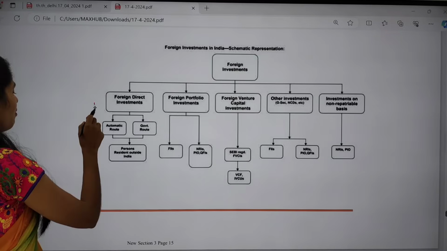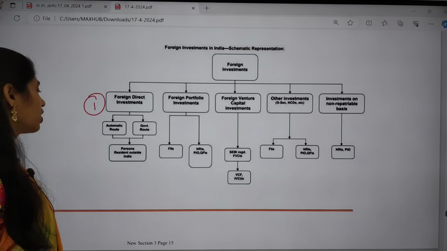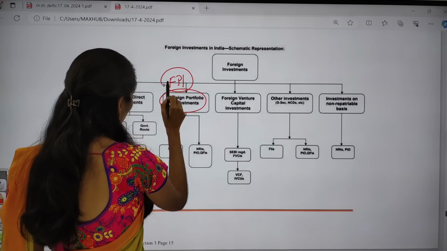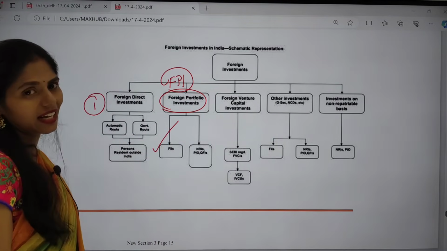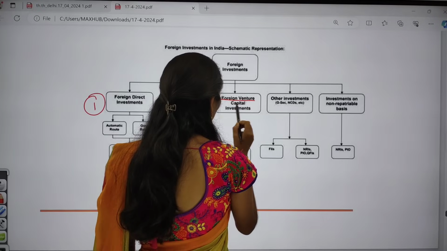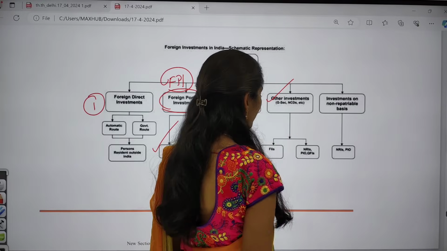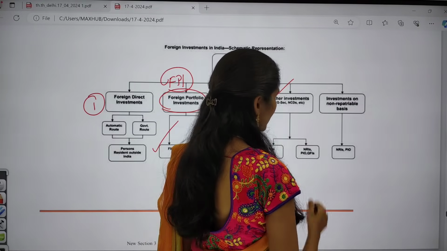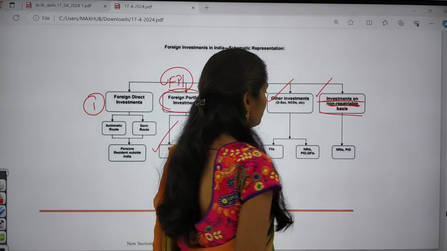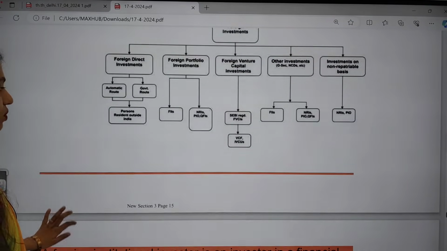First, we have foreign direct investment. In this FDI we can invest by either the automatic route or the government route. This one is foreign portfolio investment, that is FPI. In FPI we have FIIs, NRIs and PIOs who are investing. This one is foreign venture capital investment, which includes SEBI registered investors. And we have other investments like FIIs, NRIs and QFIs. And this one is investment on a non-repatriable basis, where NRIs and PIOs will be investing. So these are the different types of foreign investments.